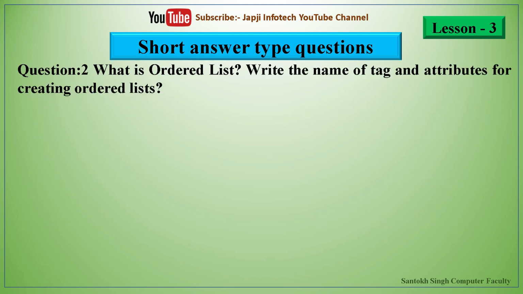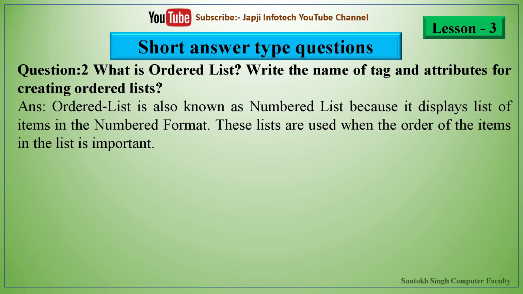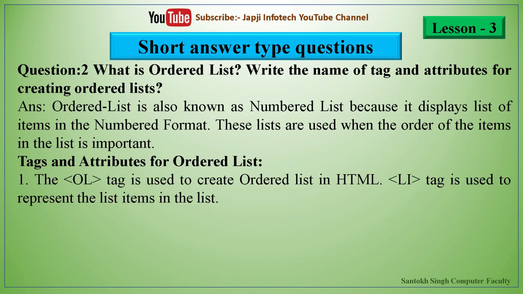And the second one is, what is an ordered list? Write the name of the tag and attribute for creating an ordered list. So ordered list is also known as a number list because it displays a list of items in number format. These lists are used when the order of the items in the list is important. So the tag and attributes for ordered list are: the first one is the OL tag, which is used to create an ordered list in HTML, and the LI tag is used to represent the list item in the list.